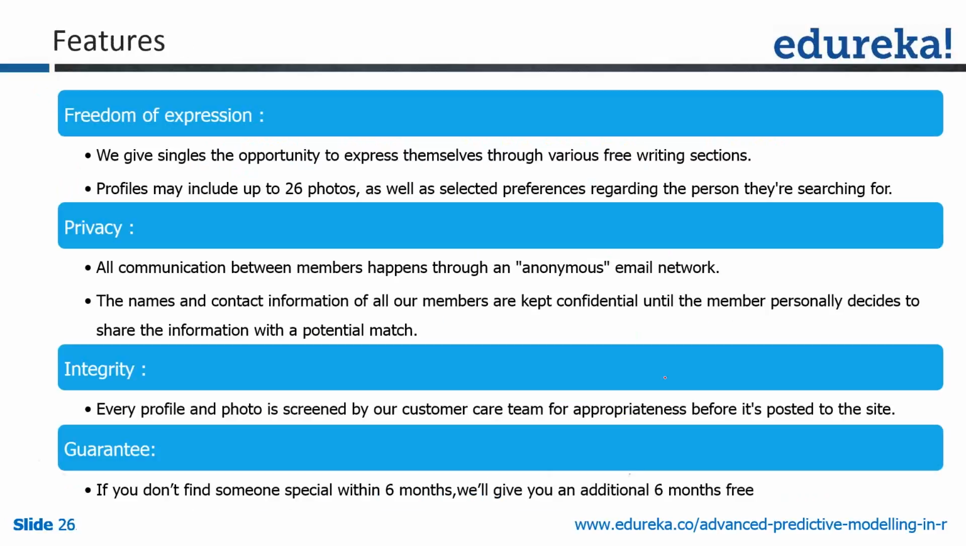So let us look into a case study of Match.com. What are the features of this? Freedom of expression. We give singles the opportunity to express themselves through various free writing sections. And you can have close to 26 photos as well as selected preferences regarding the person you're searching. So the moment you provide these details, your preferences, it is going to quickly analyze the entire database and help you come up with the top 2 or 3 profiles.